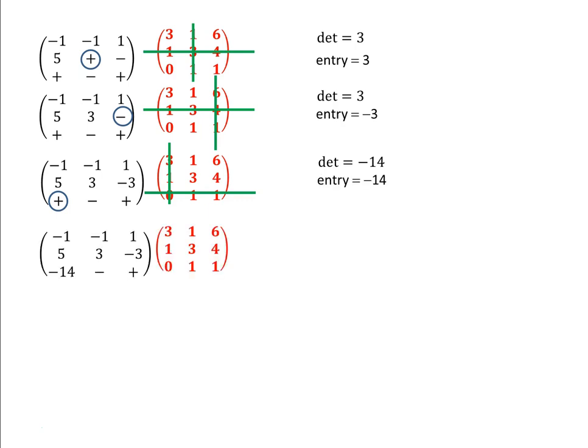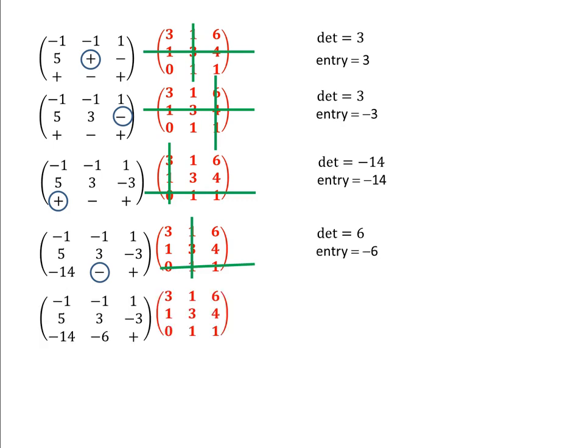Into the second entry on the final row, the determinant of what is left is 6. The entry in the grid matrix is a minus, so what we're going to put into the cofactor matrix is the negative of the determinant, in other words, -6.